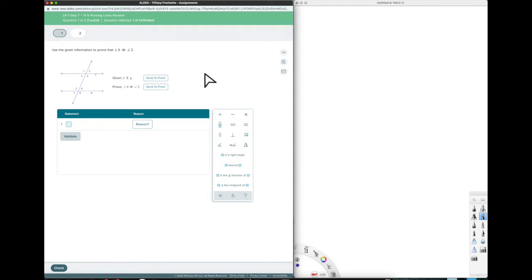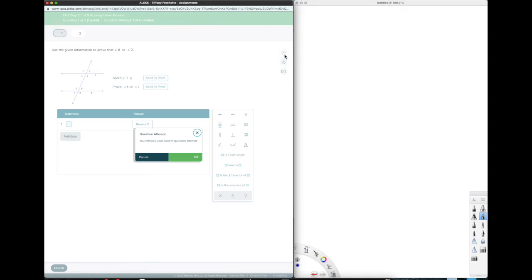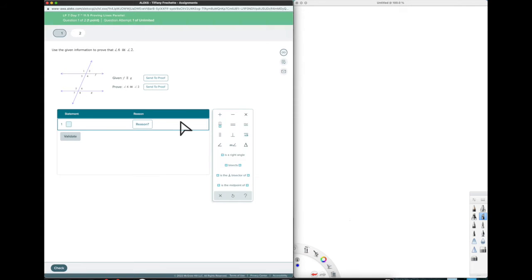All right, on the side we always have three resources. We have explanation. Explanation tells us that we're going to lose our current question attempt, because it's going to give us the answer to this exact problem. So it's not going to give you the answers unless you come type them in.